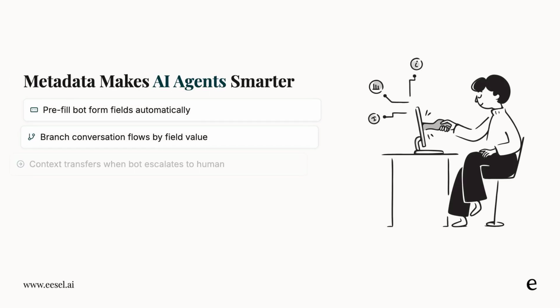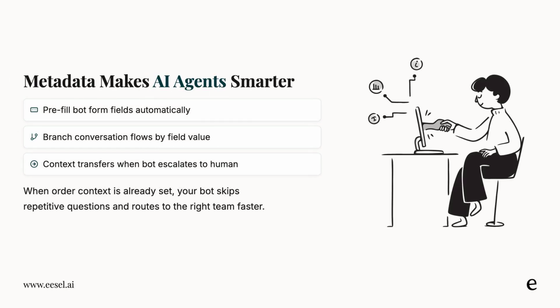Metadata becomes even more powerful inside Zendesk AI agent flows. Fields you set through the API can pre-populate bot form steps automatically, so customers confirm rather than retype. Your bot can branch based on field values, routing an enterprise customer to a senior agent instantly, while a basic tier user gets self-service steps first.